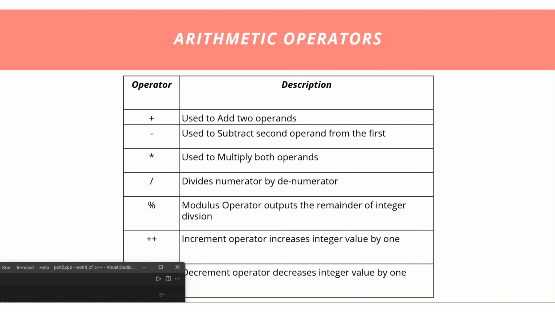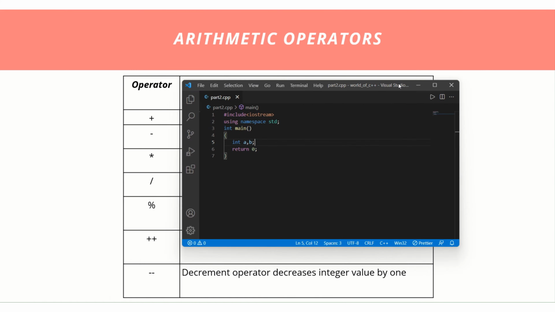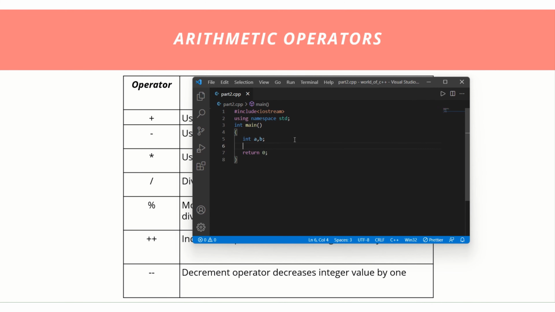Now we will learn about the operators in C++. There are total 5 types of operators in C++. First we will see about the arithmetic operator. We already seen about the plus, minus, multiplication and division. Now let's see the modulus operator. Modulus operator outputs the remainder of integer division. What does it mean? Let's see that in the program.